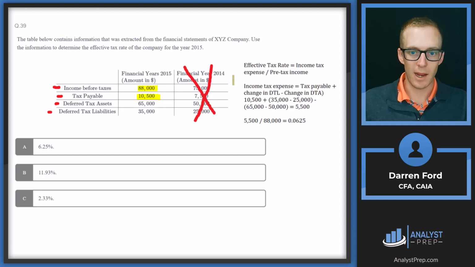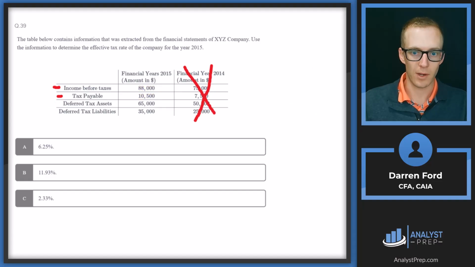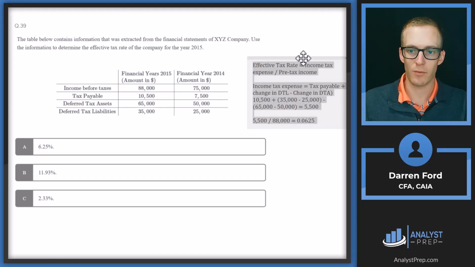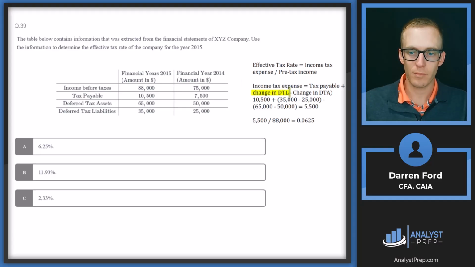And okay, I actually made an error here. We are going to be using these numbers here. So let me get rid of that big X off of there. So we're going to be looking at 2014 numbers to determine the change in the assets. So our change in DTL is going to be this portion right here.